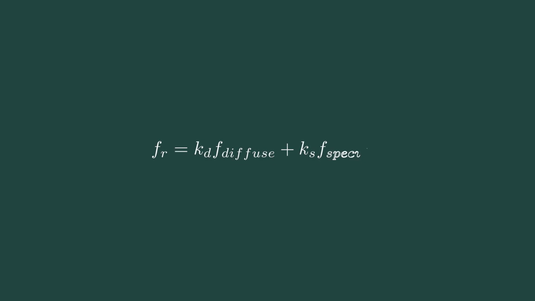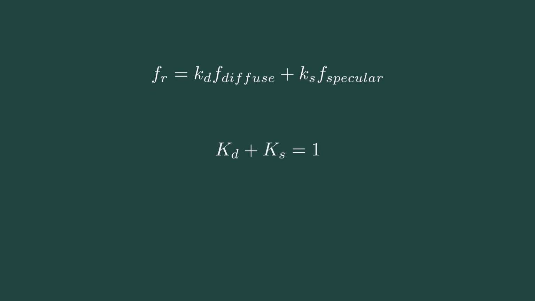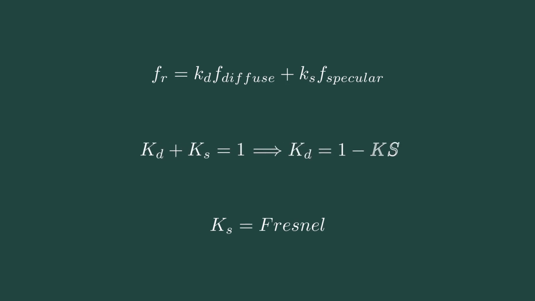This BRDF function looks like this, where Kd is the amount of incoming radiance that gets diffused, and Ks is the amount of light that is specularly reflected. And since we are following the law of energy conservation, Kd plus Ks must be equal to 1. In this equation, Ks is equal to the Fresnel factor and Kd is equal to 1 minus Ks.